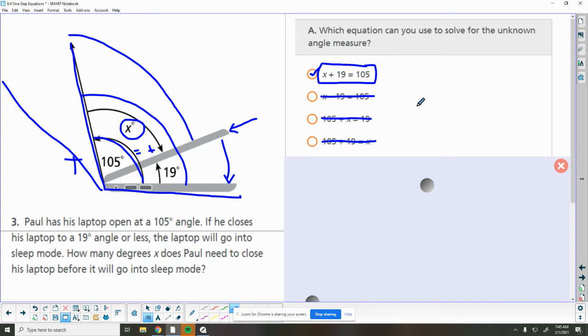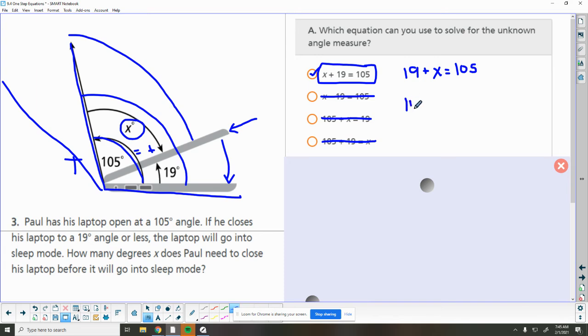So I want you to think of a different way we could write this same equation. We could use the commutative property, and we could flip around our pieces and say 19 degrees and X degrees is 105. So I want you to see if you can write a subtraction equation that would equal the same thing. Let's go ahead and pause the video and come back when you're ready to see if you wrote down a correct subtraction equation.